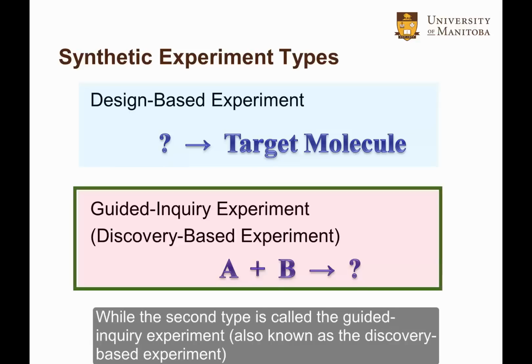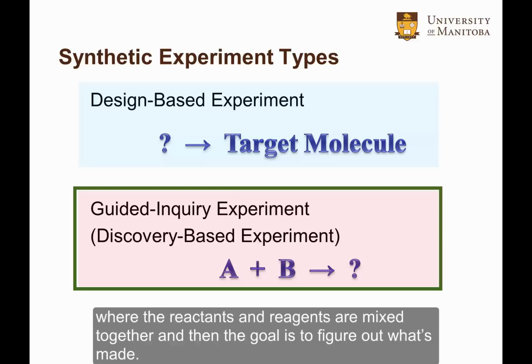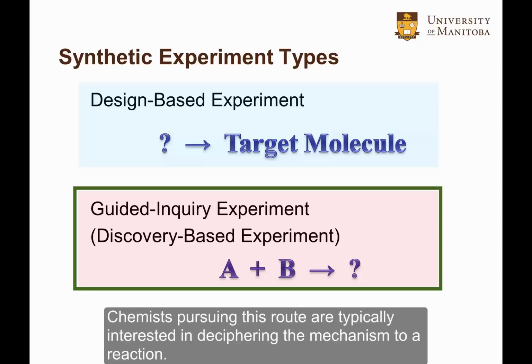The second type is called the guided inquiry experiment, also known as the discovery-based experiment, where the reactants and reagents are mixed together and then the goal is to figure out what's made. Chemists pursuing this route are typically interested in deciphering the mechanism to a reaction.